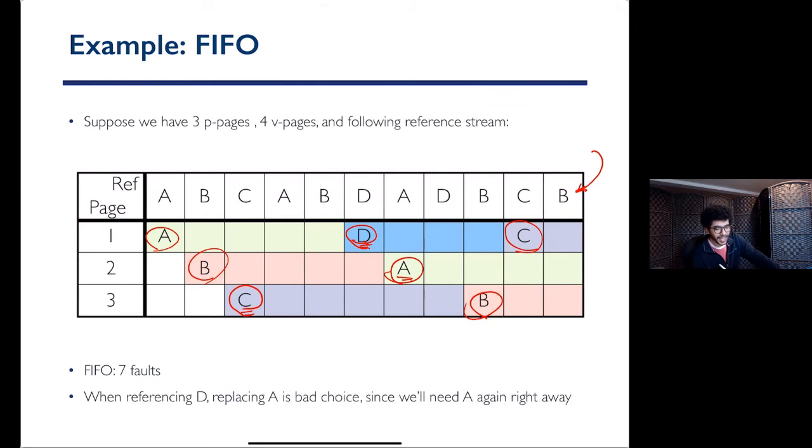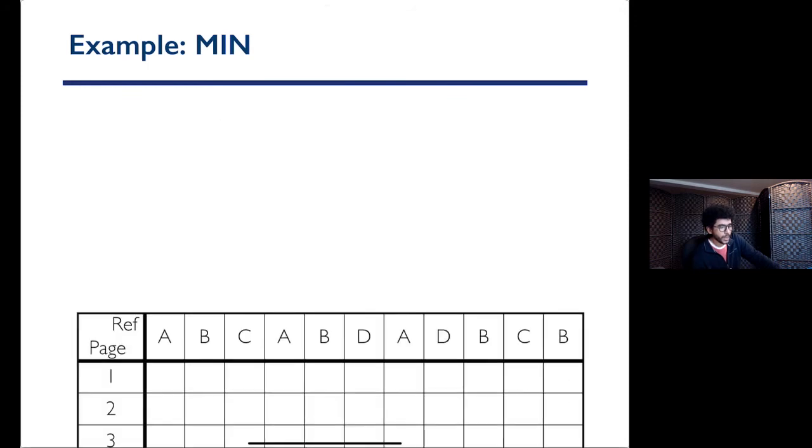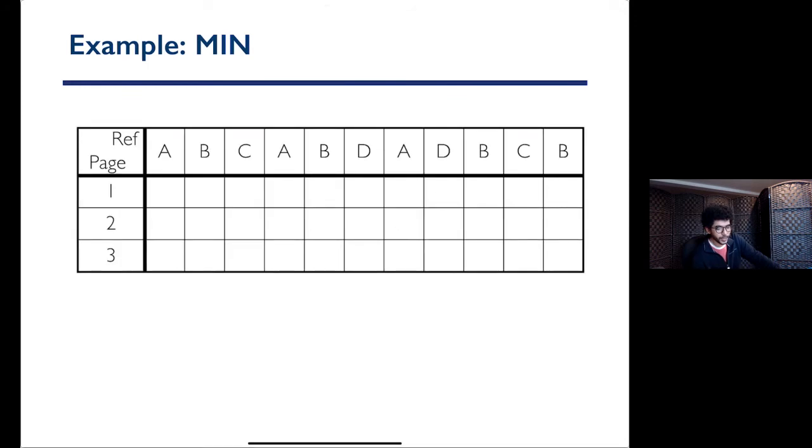Now let's look at the same access pattern and run min on it. Let's see what min would have done. For the same access pattern, A, B, and C are going to miss at first, sorry, the first A, B, and C are going to miss. So I'm going to bring them to memory.